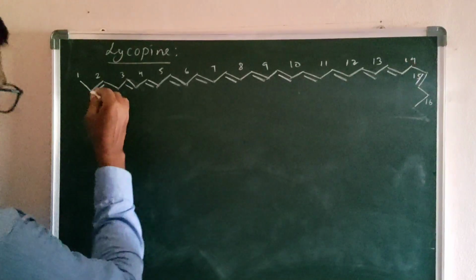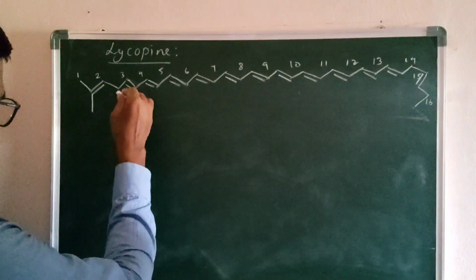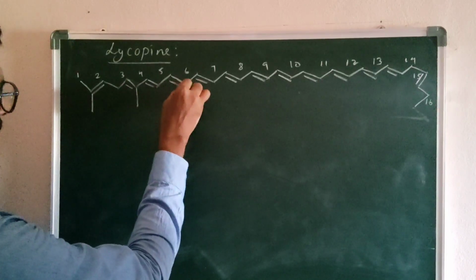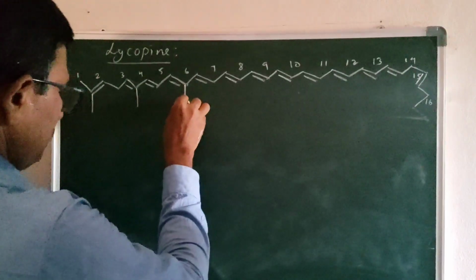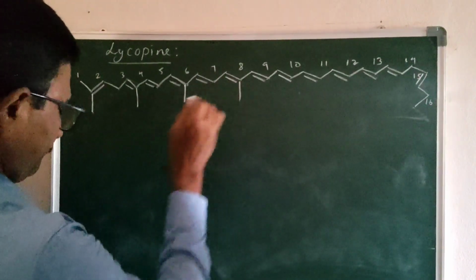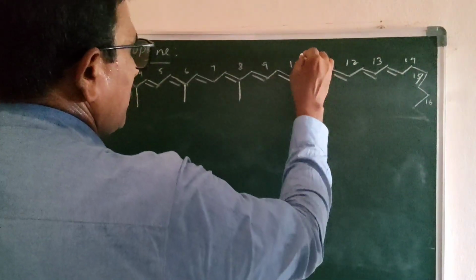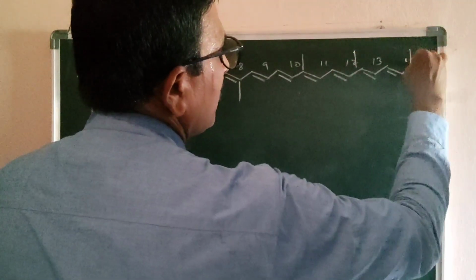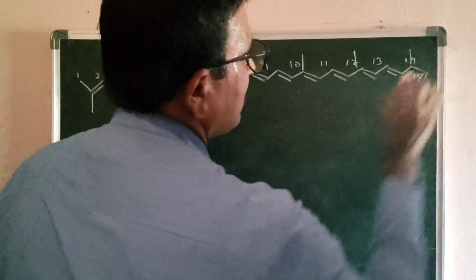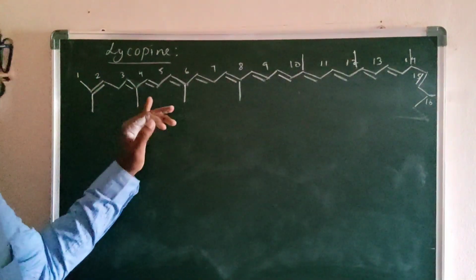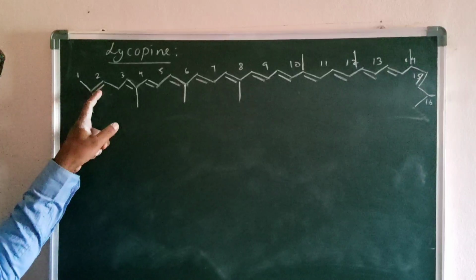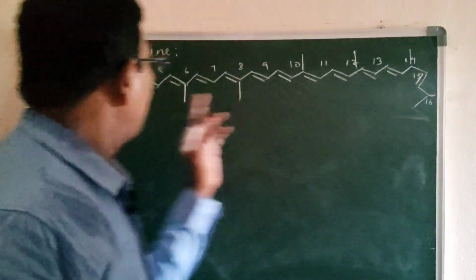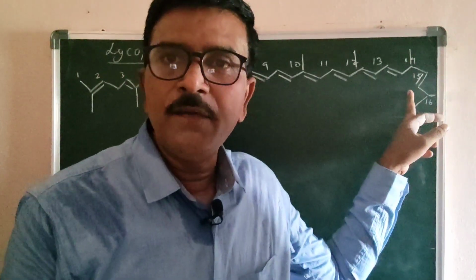Now coming to the methyl groups. One methyl group here, one methyl group here, one methyl group here, one methyl group here, one methyl group on the 10th carbon, one methyl group here, one methyl group on 14, one methyl group on 16. This is the lycopene structure. Now the first double bond and the last double bond are isolated.